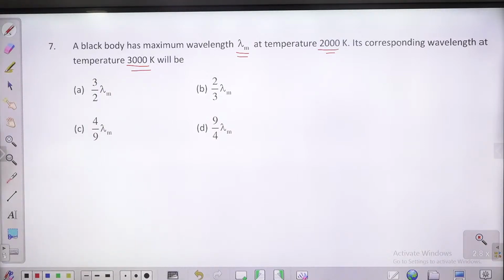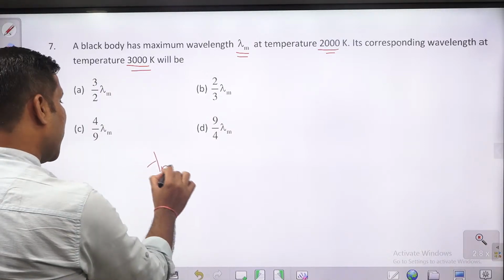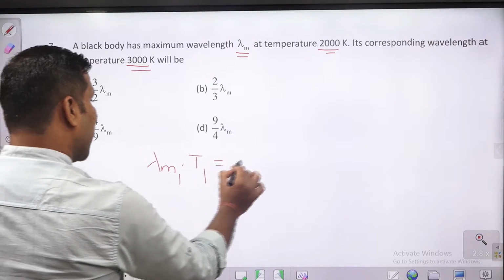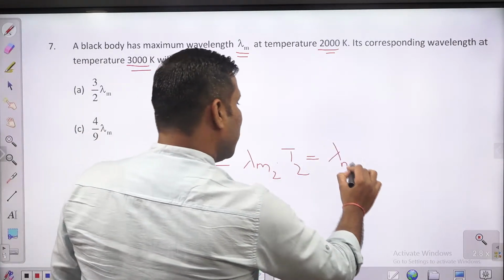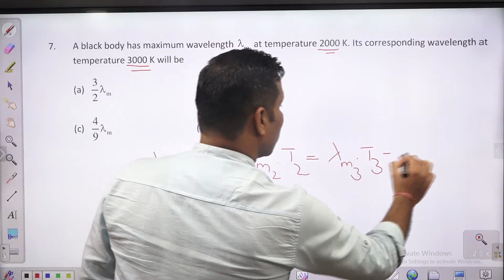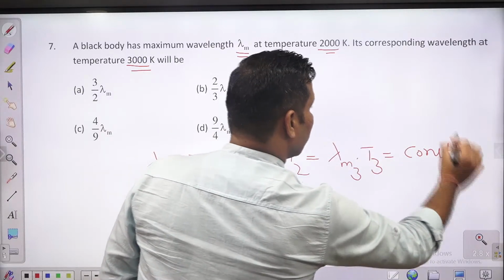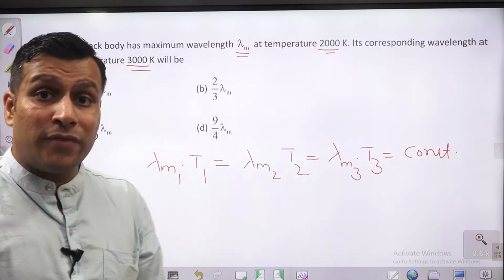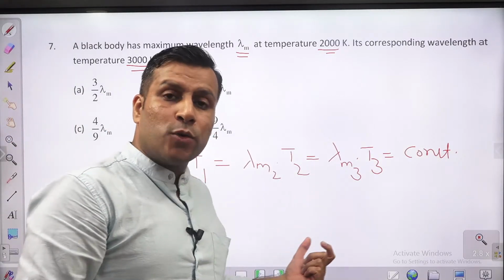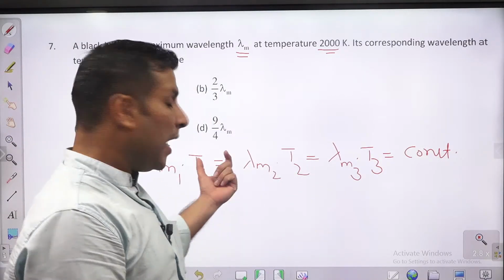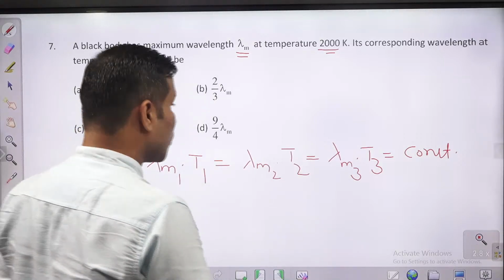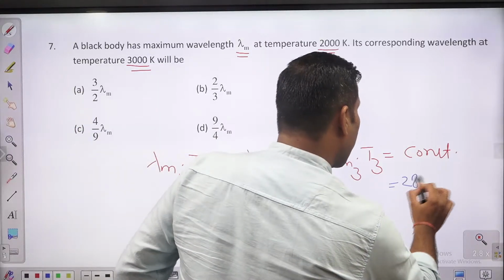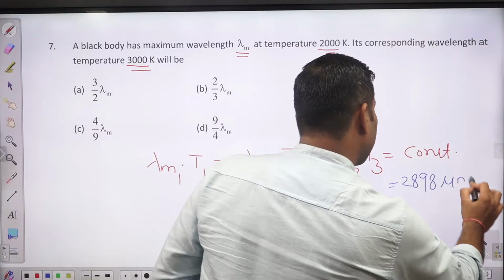Very easy question. You know, guys, lambda m1 into T1 is equal to lambda m2 into T2, which is equal to lambda m3 into T3. That is a constant, always. This is nothing but Wien's displacement law. The product of the wavelength corresponding to the maximum spectral emissive power and the absolute temperature is a constant. That constant is 2898 micrometer Kelvin.